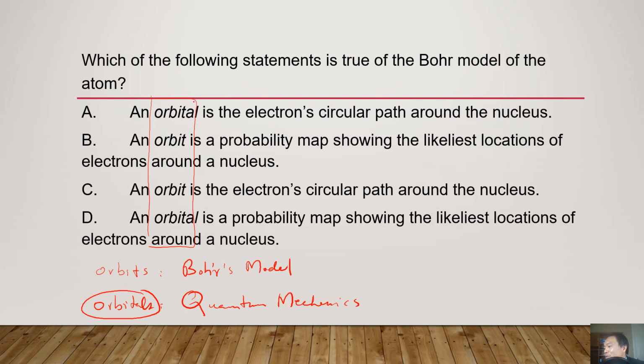A, an orbital, that's wrong because it's not about Bohr's model. Second, it says an orbit is a probability map. No, orbits are not a probability map. Orbits describe exactly when and where you can find that electron in Bohr's model, which is totally different from quantum mechanics. So orbit is correct, but probability map is wrong. An orbit is the electron's circular path around the nucleus. That's exactly what an orbit is in Bohr's model. So C is the correct answer.